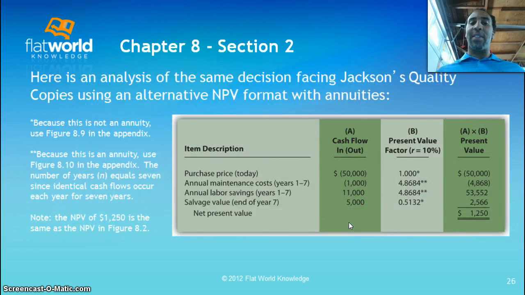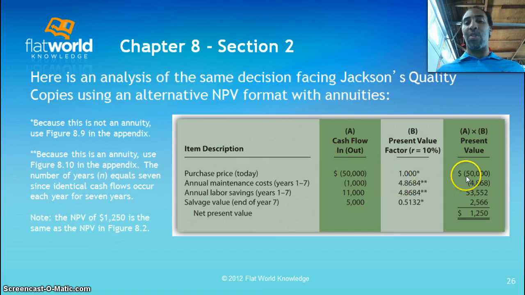So here's an analysis of the same decision facing Jackson Quality Copies. We're going to get the same answer using the alternative net present value format with the annuities. So we take the $50,000. No need to use an annuity table for that. That's times 1.0 or 100%. So you have your negative 50,000. But we have our annual maintenance cost, which is $1,000, right? So we just take that and we find in our annuity table 10%. Right? And we say, okay, how long it's going to be. It's going to be 1 to 7 years. So then we go ahead and we find our number.